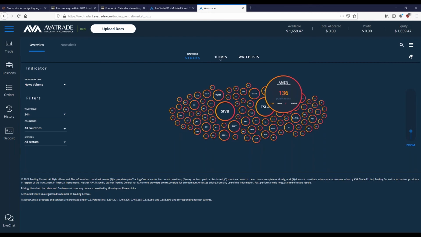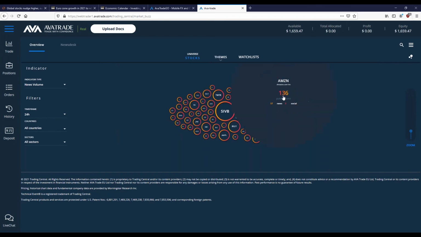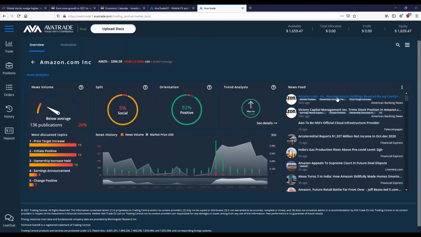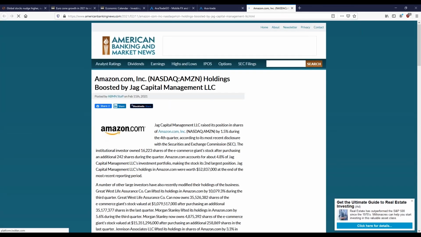So, if we want to find out what exactly is going on with Amazon right now, okay, fine. Click on Amazon. And you see the articles. This one came in just 34 minutes ago. What's the fundamental news on Amazon right now? Click, expand the article, and there it is. There's the latest news, okay?